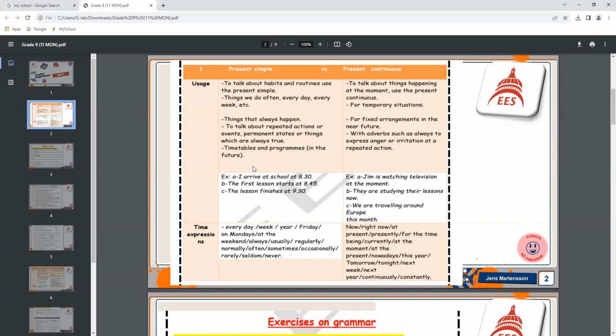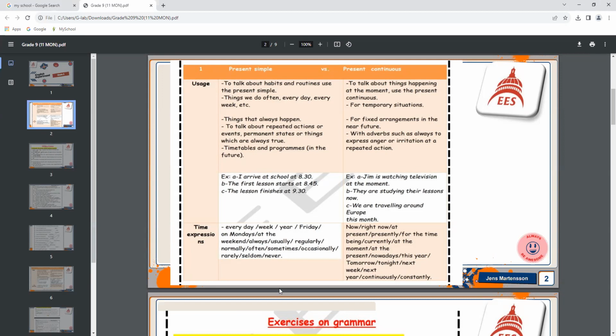I arrive at school at 8:30. So this means every day he arrives at school at that time. It's like a routine. This is a repeated action. The first lesson starts at 8:45, and this is a timetable.